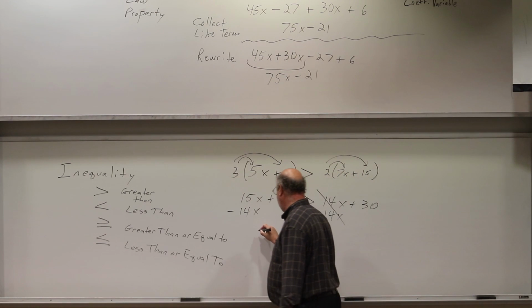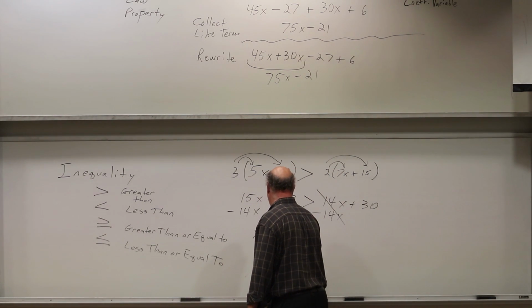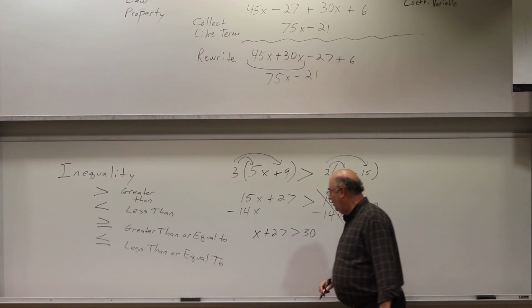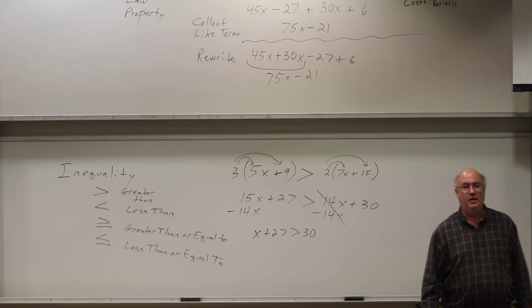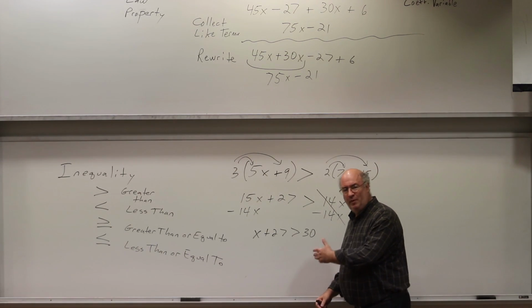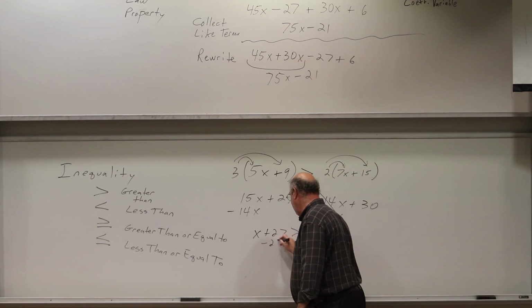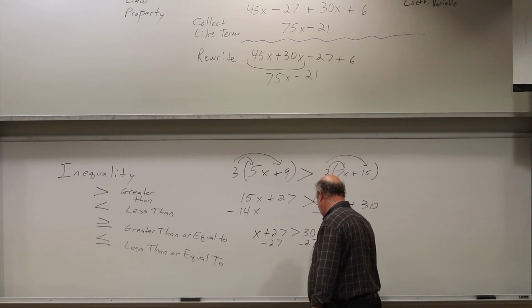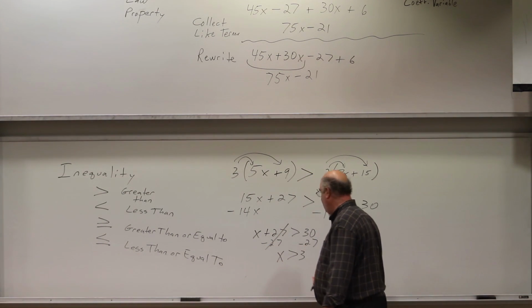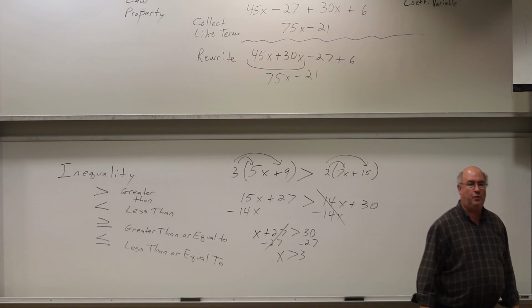15x minus 14x is 1x, or just x. Okay, so far so good. Now we'll do the same thing with the numbers. 27 is positive, so we'll make it minus 27 on the left. We have to balance it and make it minus 27 on the right. x is now greater than 3.